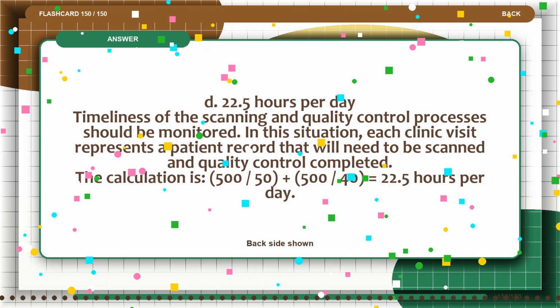The answer is D. 22.5 hours per day. Timeliness of the scanning and quality control processes should be monitored. In this situation, each clinic visit represents a patient record that will need to be scanned and quality control completed. The calculation is 500/50 plus 500/40 equals 22.5 hours per day.